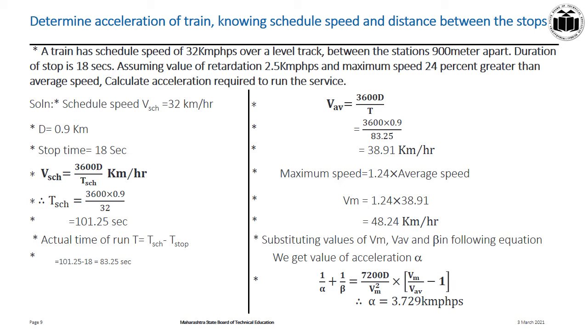Substituting the value of maximum speed, average speed and retardation in the formula 1 upon alpha plus 1 upon beta is equal to 7200 d divided by Vm square into Vm upon V average minus 1, we can calculate acceleration value alpha is equal to 3.72 km per hour per second. In this way, we can calculate the acceleration value after knowing the value of scheduled speed and distance between the stops.